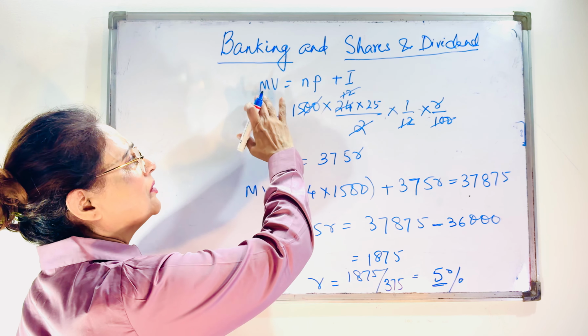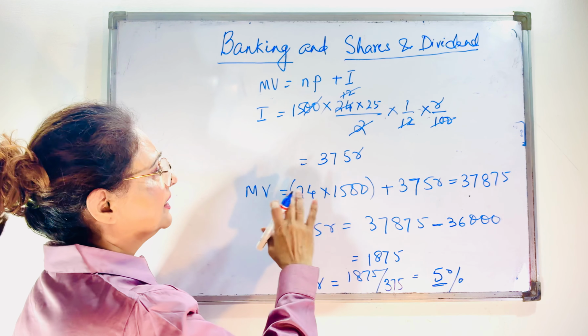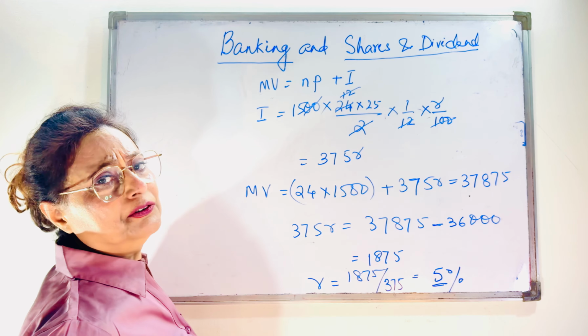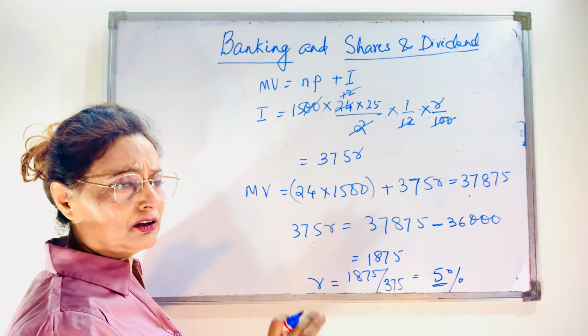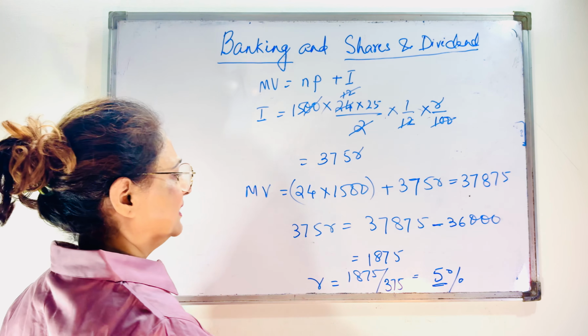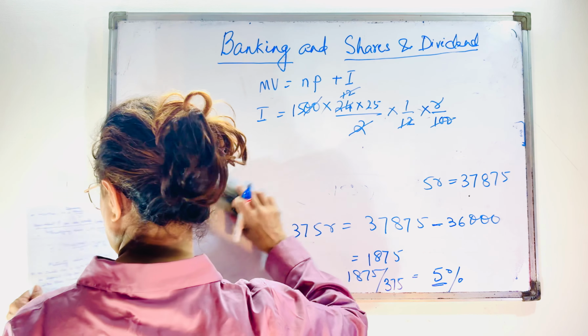So either maturity value will be given or one of the other values, and one of them will be unknown. You need to solve using those 2 or 3 formulas. Fine. Okay, one more question.